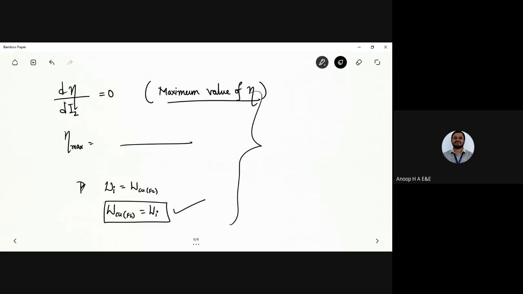Any doubts up to this point? Anyone? Any one of the derivations will be asked from the examination point of view. If you have any doubts, do let me know right now. Any doubts up to this point?